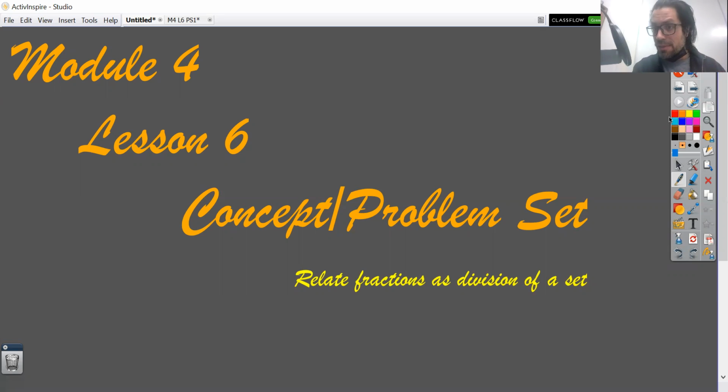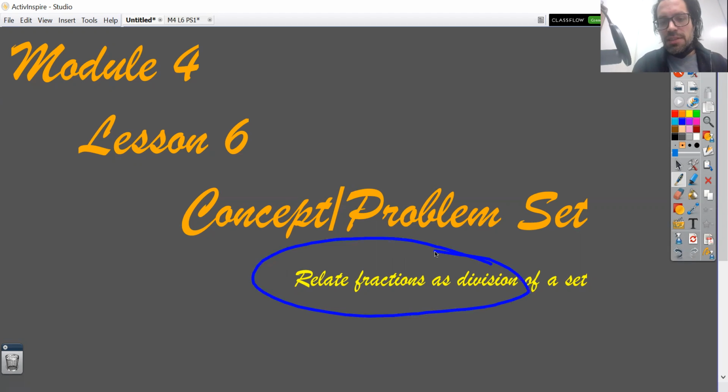Today we're going to be working on fractions still with division. So we're going to understand our fractions as division. If we look at this objective here, we're going to relate fractions as divisions of a set. So what does that mean? Well, relating fractions as a division is when we're just talking about 1/3. That is 1 divided by 3, right? But what does "of a set" mean?